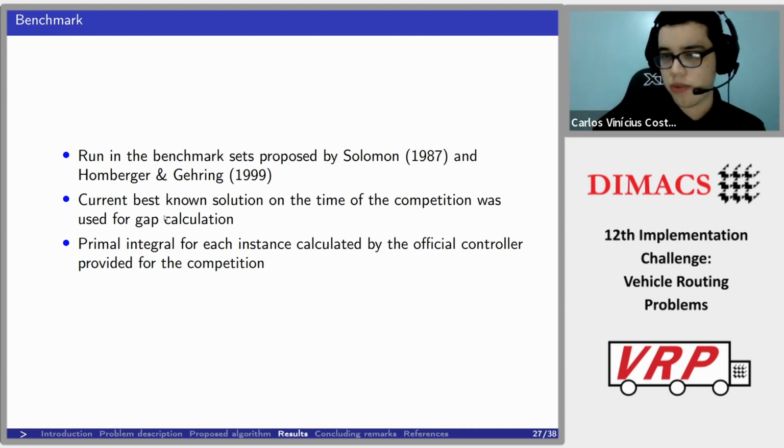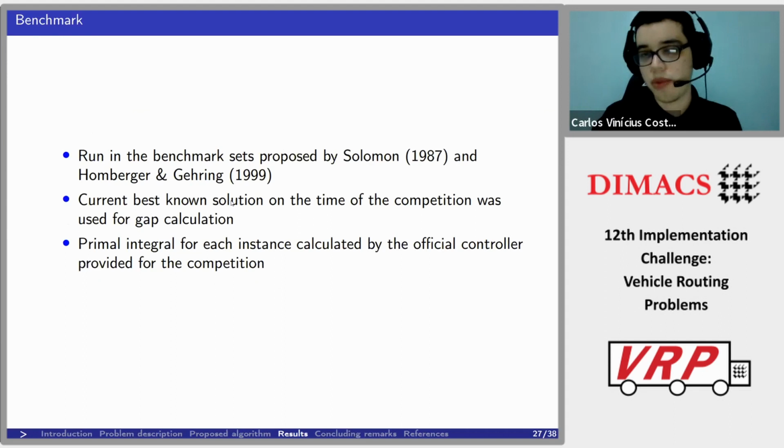The cost of the best known solution at the time of the competition was used for gap calculation, and the primal integral, which is kind of a score from 0 to 10, which not only reflects our ability to reach the best known solution, but also of doing so in a reasonable amount of time, was calculated by the official controller provided for the competition.